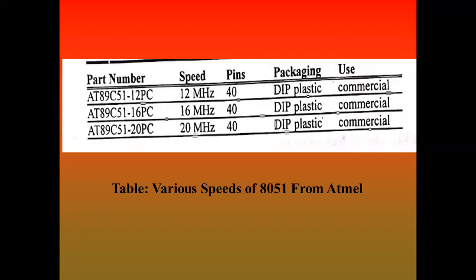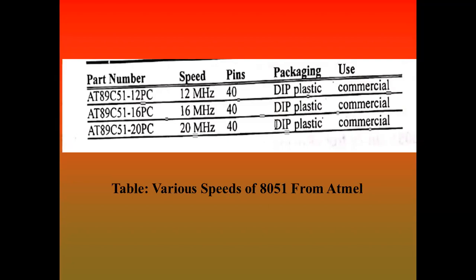of 8051 versions from Atmel. As you can see, the part number is 89C51, that is 12PC, then 16PC and 20PC. As you can compare with the speed, 12 means 12 megahertz, 16PC means 16 megahertz, and 20PC means 20 megahertz. These are all 40 pins. And packaging is DIP, that is dual inline package, meaning pins will be on both sides of the IC. It is made of plastic, and these ICs are used for commercial use.